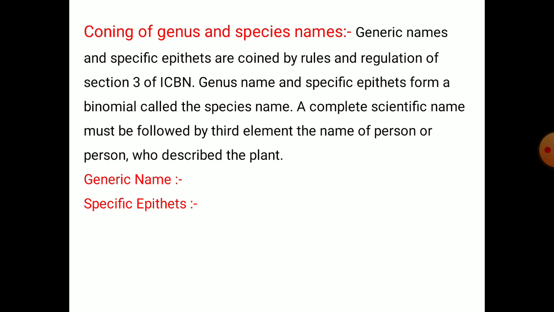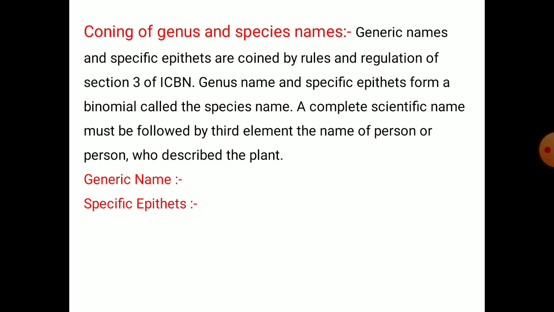The name should be cited with the help of the author, the person who has given the name of that plant. For example, Mangifera indica L. Here L is the authority, cited for Linnaeus. That is the example. So how are the generic names coined? There are some rules and regulations. These are binomials, that is, two names. The first is the generic name and the second is the specific epithet.